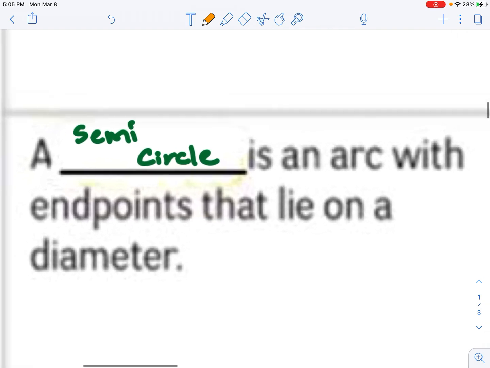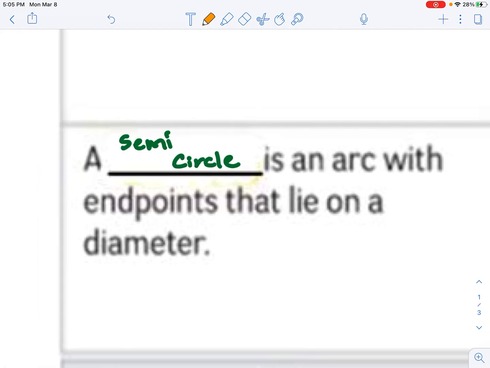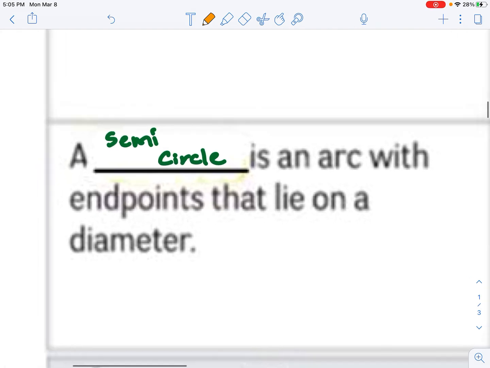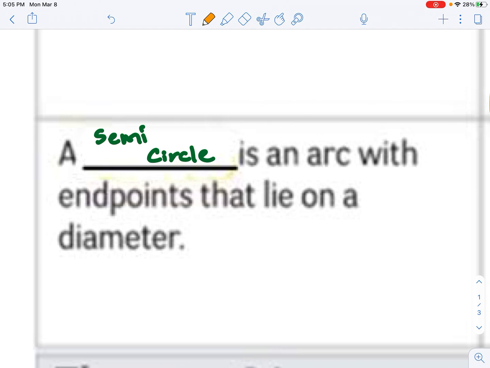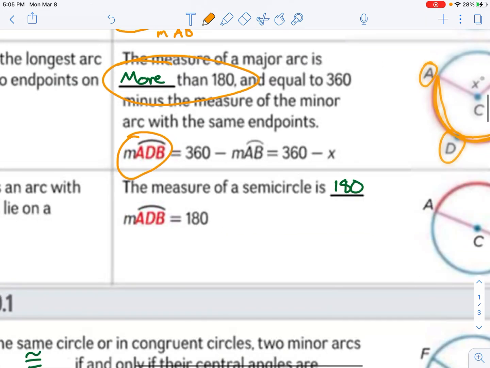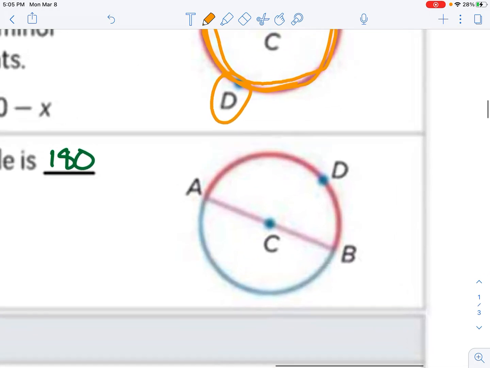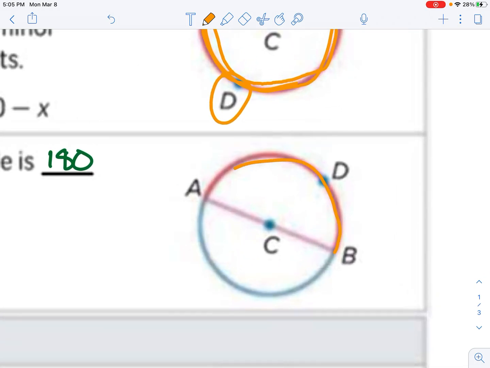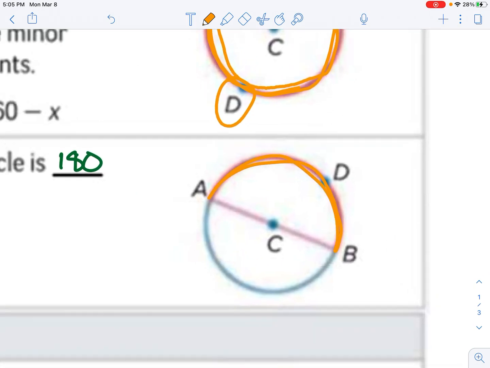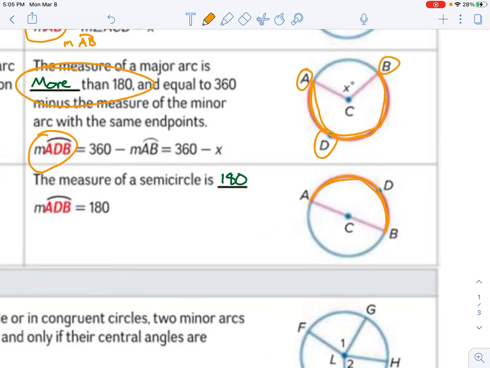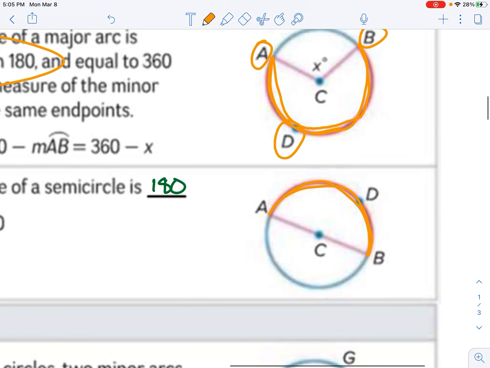Okay, so now a semicircle. A semicircle is an arc with endpoints that lie on the diameter. It goes through the diameter. So, for example, this would be a semicircle. A semicircle is exactly 180 degrees. So I would also write that with 3 letters as well. That way we know we're talking about this side instead of this side.